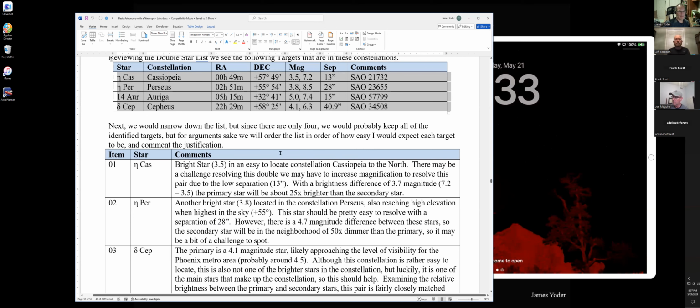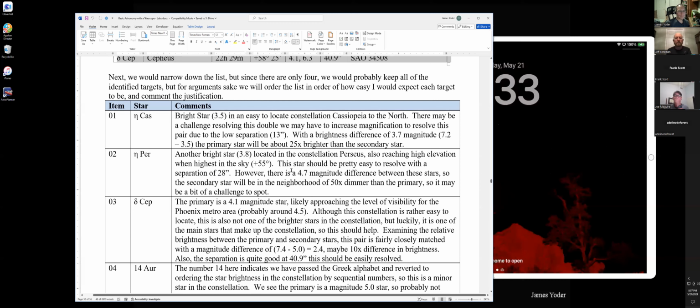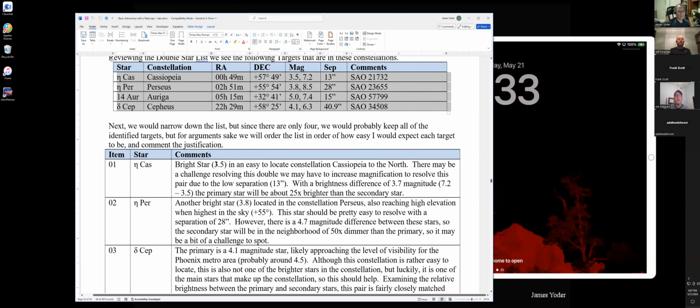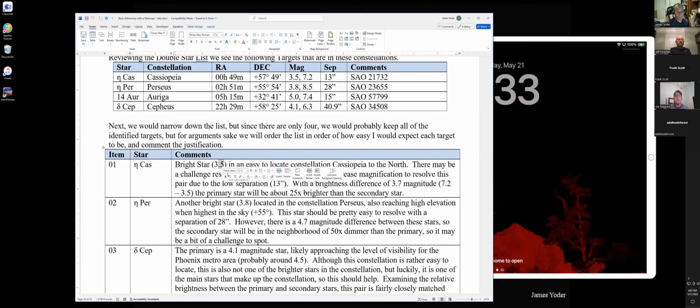We probably keep all identified targets. For argument's sake, we'll go through the list. So for N Cassiopeia, we can see it's a bright star. It's 3.5, so that's well within the visual. You could see it up in the sky, so it's easy to locate in the constellation in the north. There may be a challenge resolving the double because it's only 13 arc seconds apart, but the telescopes that we are using should be able to resolve that 13 arc seconds.